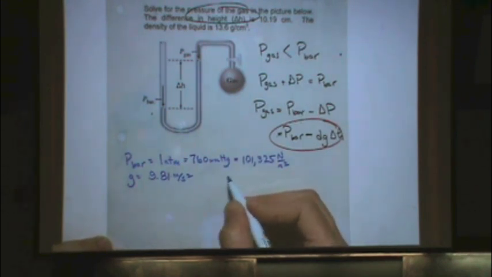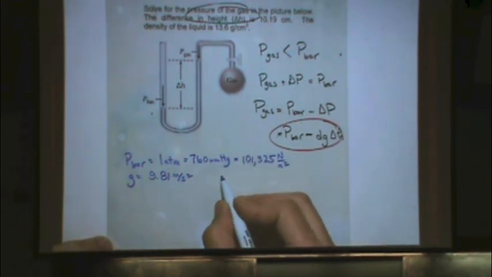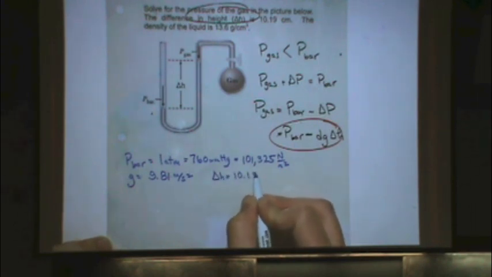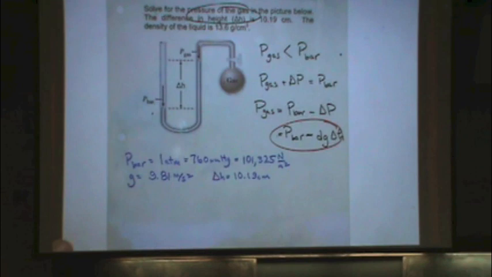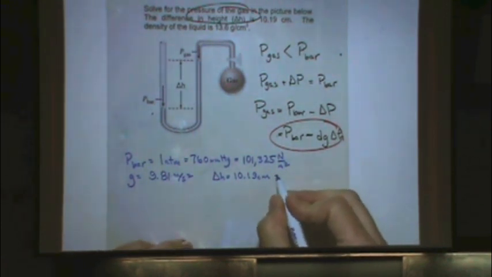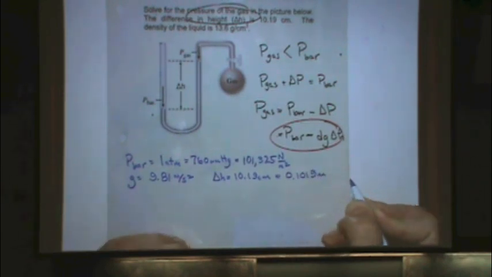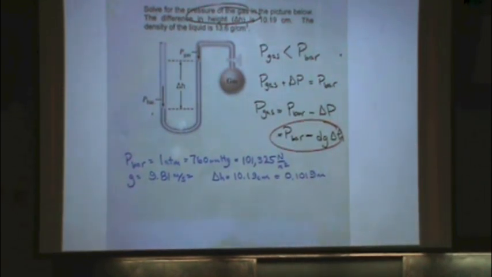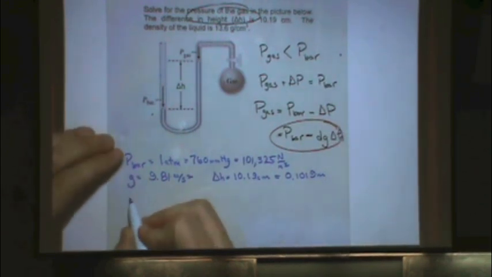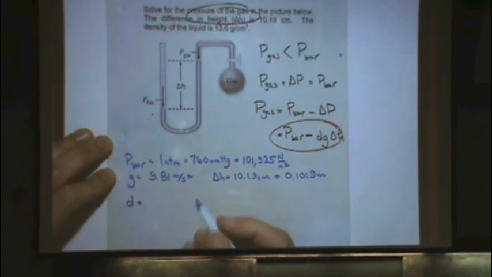The density, let's do the change in height first. The change in height is 10.19 centimeters, but really I want to put everything in SI units to be consistent. So in meters, that would be 0.1019 meters. Now, let's see what's left. I need density. So let's work on density now. That needs to be in SI units.